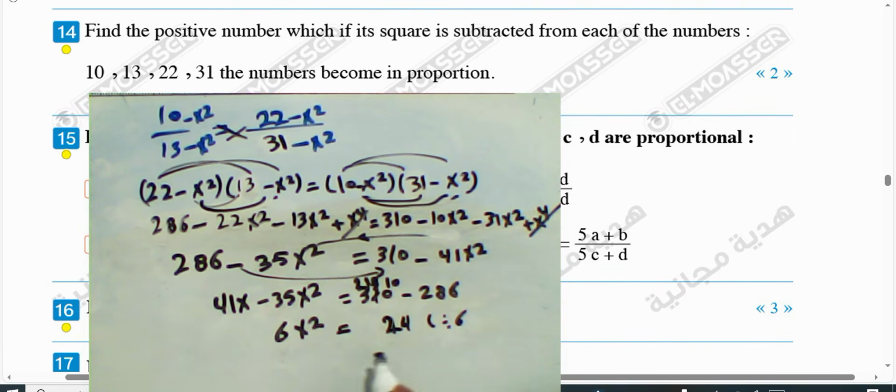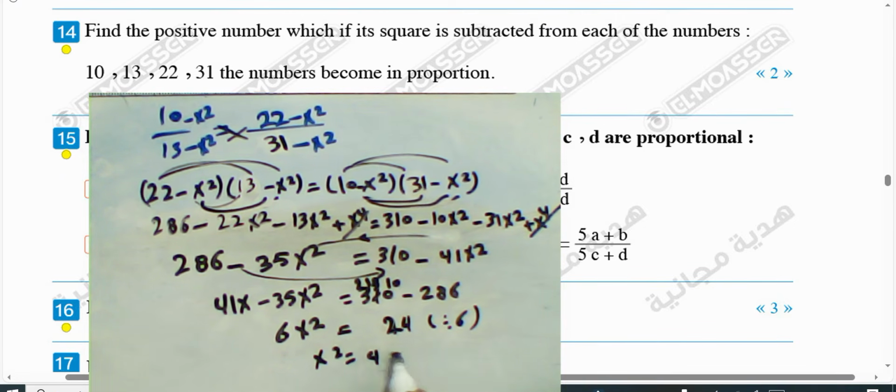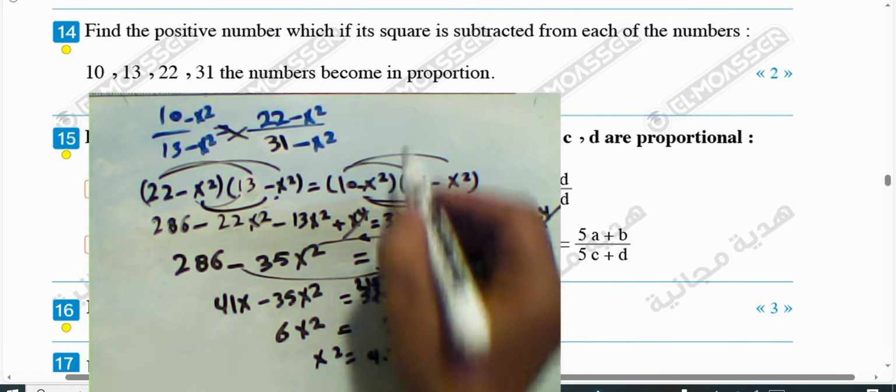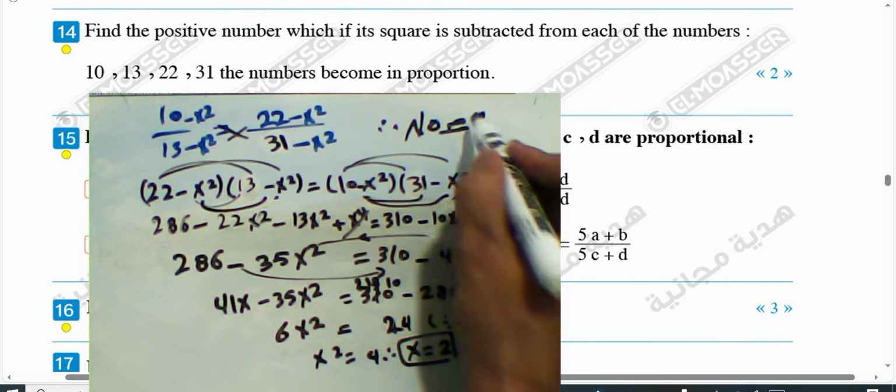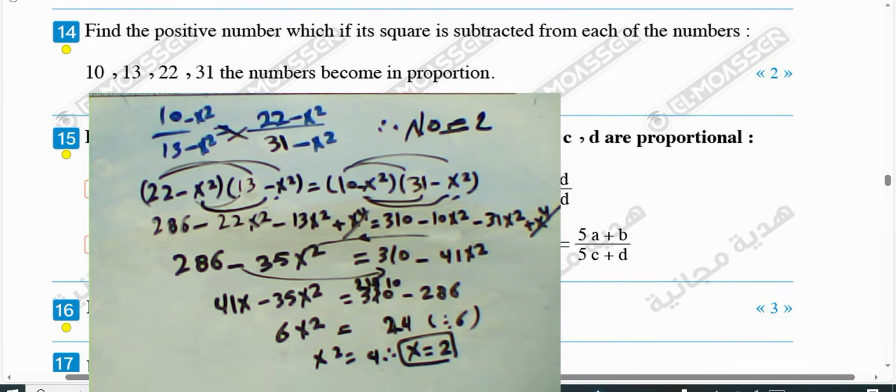We can divide by 6. Then x squared equals 24 divided by 6 equals 4. Then x will be the positive square root of 4, which equals 2. Then the number here will be equal to 2.